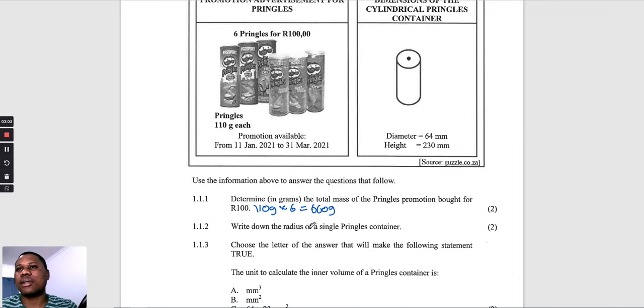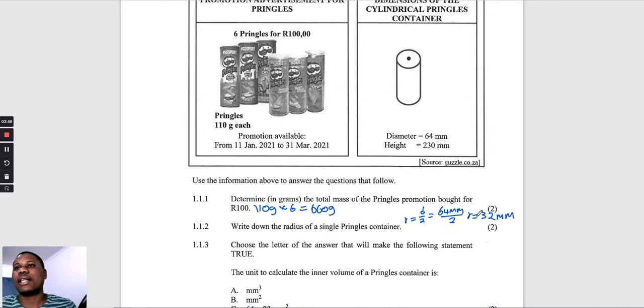Then they say write down the radius of a single Pringle container. You are given a diameter of 64 millimeters. So radius is equal to diameter divided by 2, which is equal to 64 millimeters divided by 2, which gives us a radius of 32 millimeters. And that will get you your 2 marks.